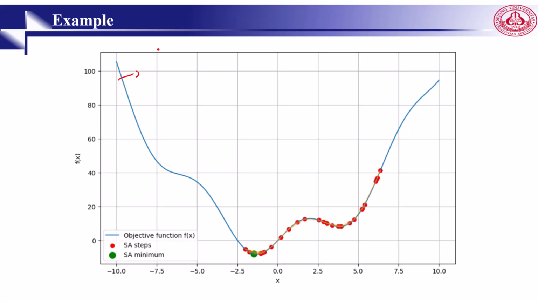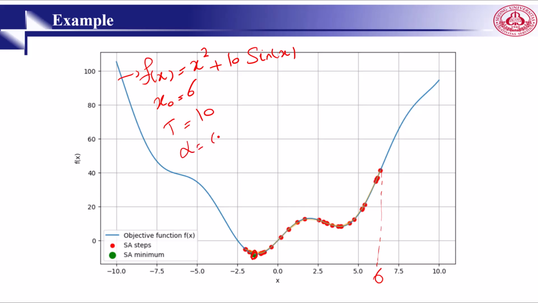Suppose this function f(x) is equal to x squared plus 10 sine x, right? And we are interested to find the global minimum here. Suppose we start at this point x equals 6, so x0 is equal to 6, and we consider temperature equal to 10, and also cooling rate, or alpha, equal to 0.95. So we are in here.